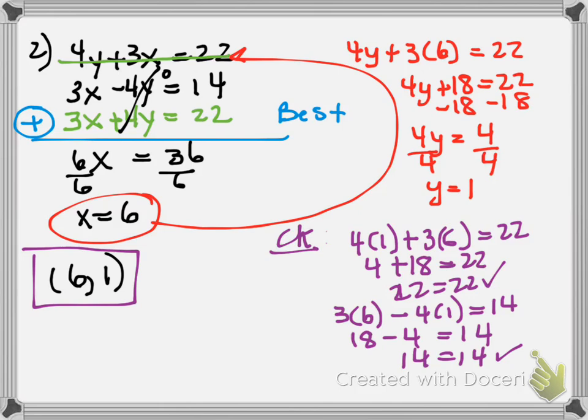All right, let's do one where they don't match. So what is that going to look like, and how are we going to handle that? So we have 2t plus 5r equals 6. This also brings in the notion of no x's and y's. How do we handle that? 9r plus 2t equals 22.